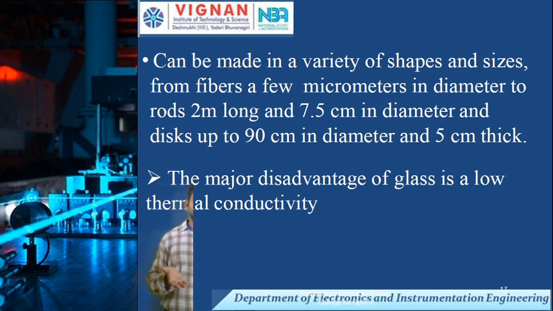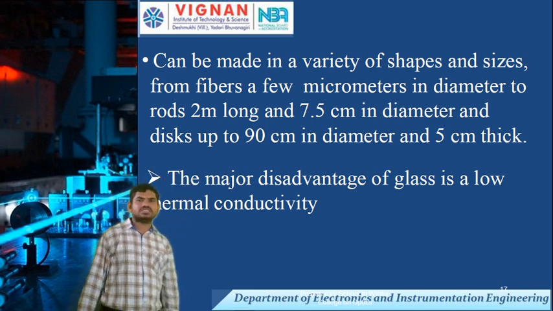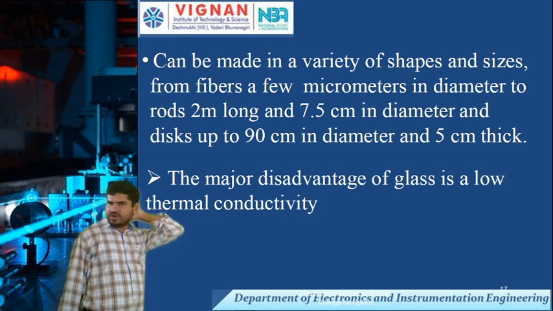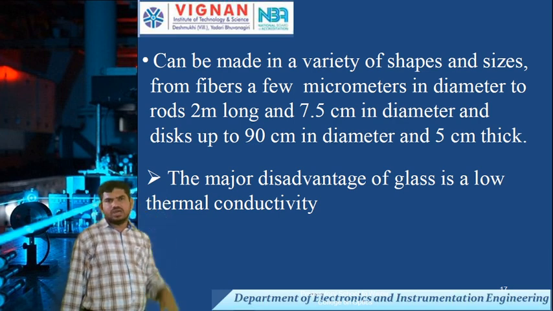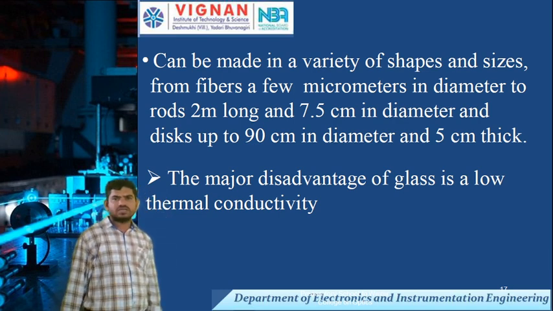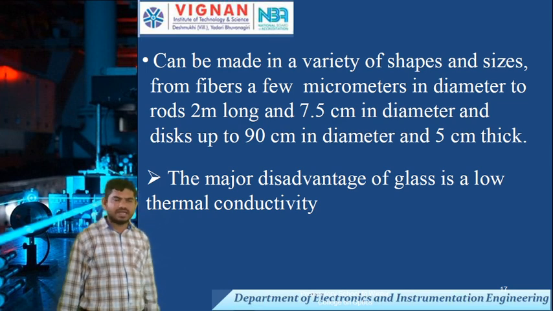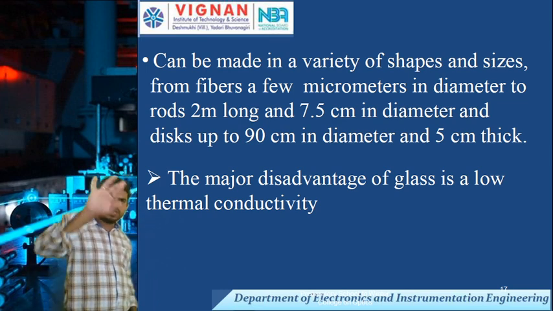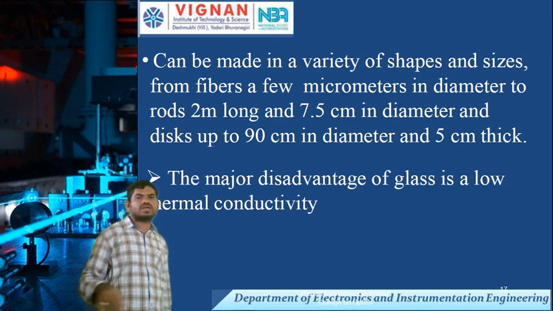It can also be made in a variety of shapes and sizes, from fibers a few micrometers in diameter, to rods 2 meters long and 7.5 centimeters in diameter, and discs up to 90 centimeters in diameter and 5 centimeters thick. The major disadvantage of glass is its low thermal conductivity. As compared to the previous one, it has very little thermal conductivity.